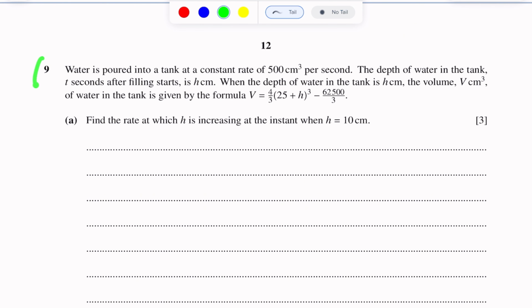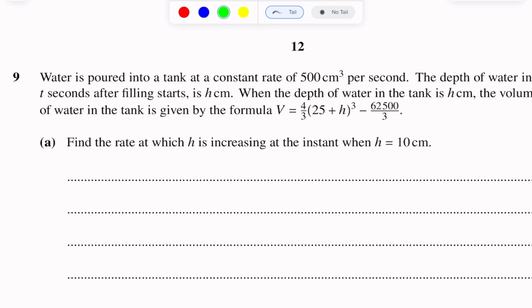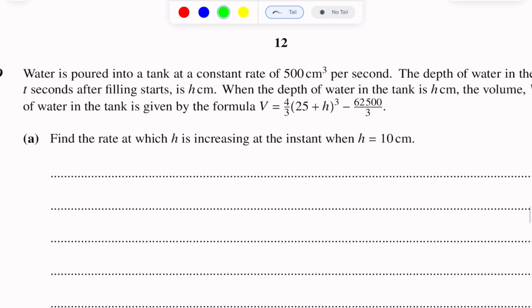Question number 9. This question is of differentiation. In this question, the concept of chain rule lies, or in this question, the concept of rate of change is involved.